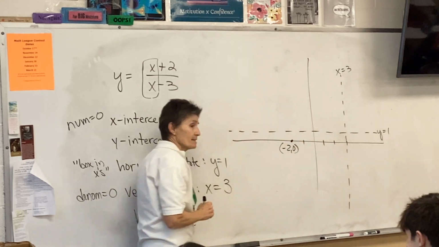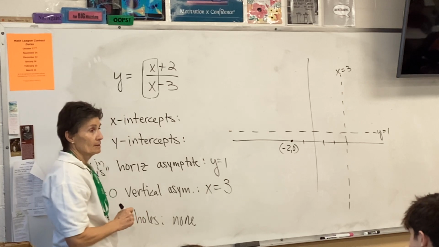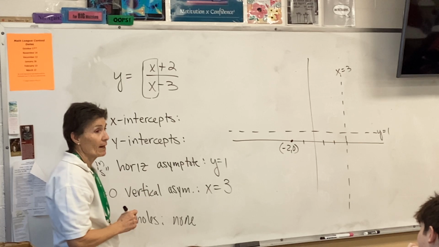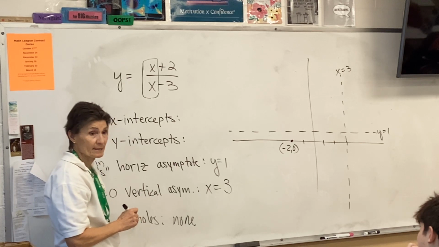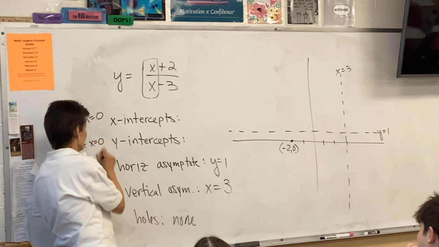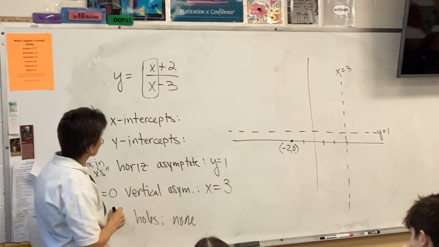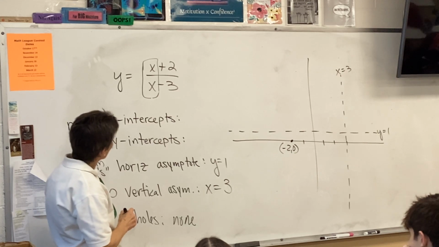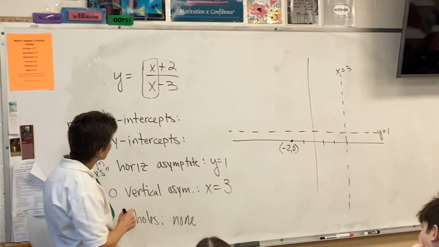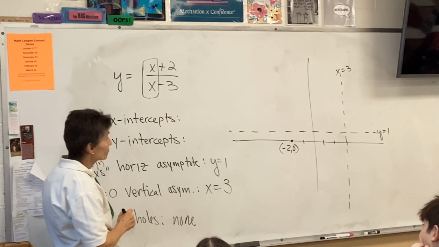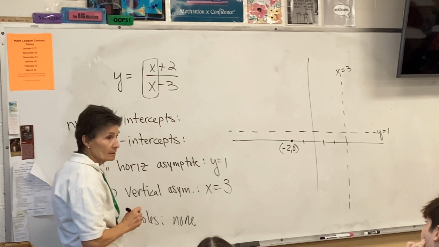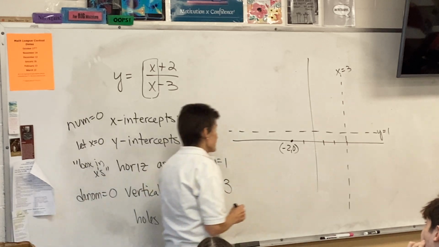That is my x-intercept. And then what about my y-intercept? How do I find my y-intercept? I let x be 0. And what happens if I let x be 0? What do I get? Negative 2/3, yeah.